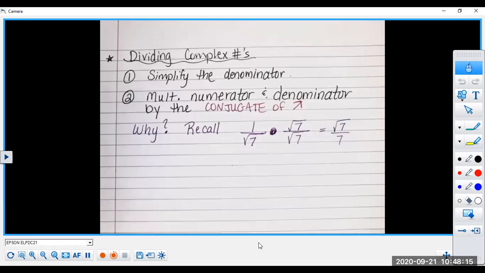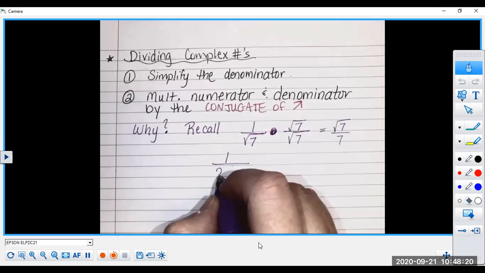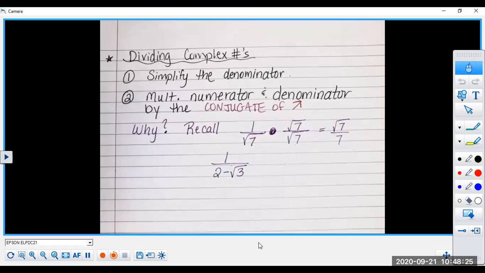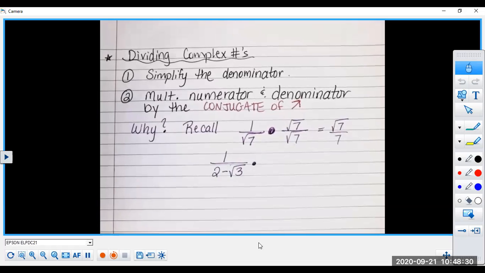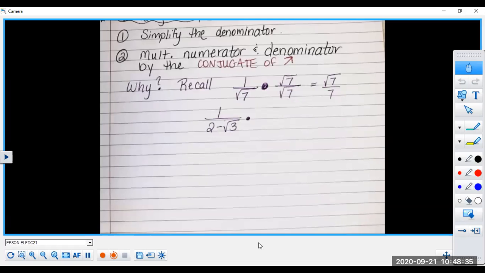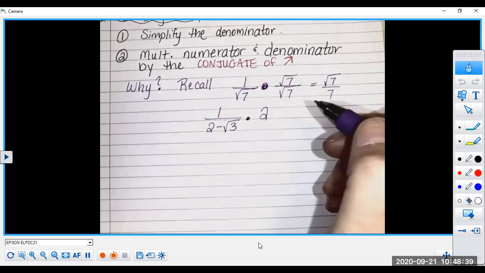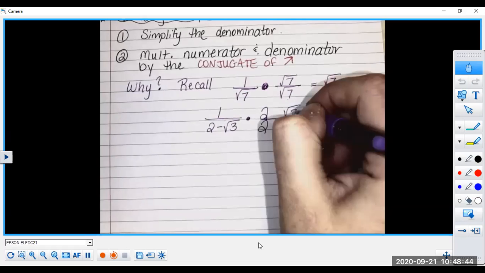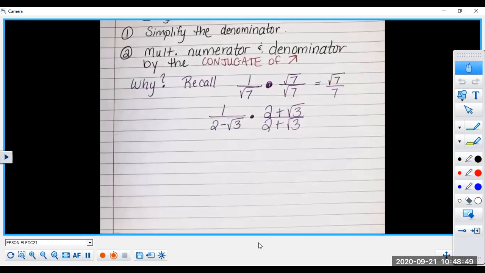Once again, you don't have to write this. If I ask you to simplify 1 over 2 minus root 3, what would you multiply the top and bottom by here? What's the conjugate of 2 minus root 3? 2. What goes in the middle of them? Plus. Since I'm going to answer wrong questions today, that's fine.